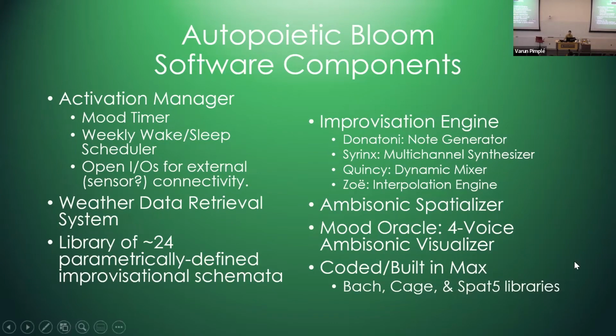The Bach and Cage libraries are all about representing musical information. And then the SPAT5 library is what I used for the ambisonic spatializer. SPAT5 was designed by the folks at EarCom.